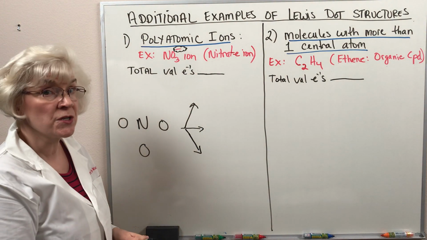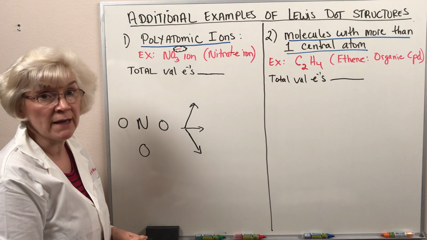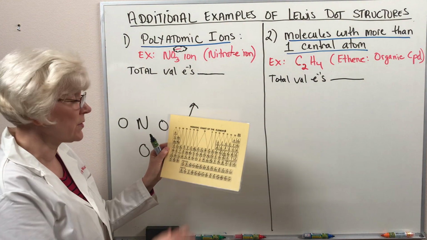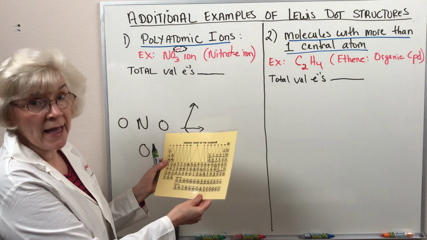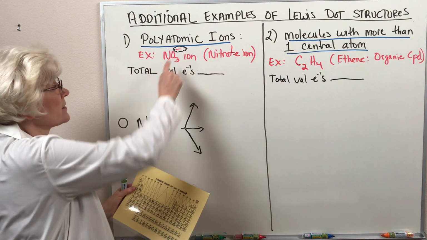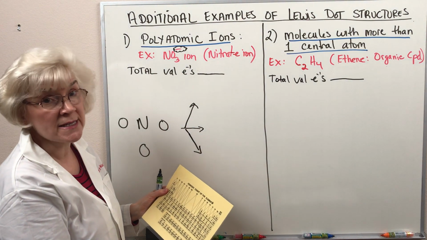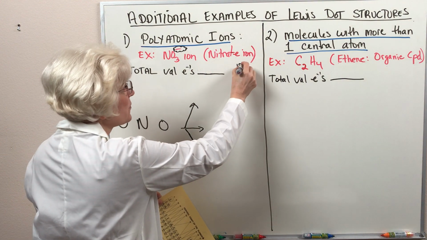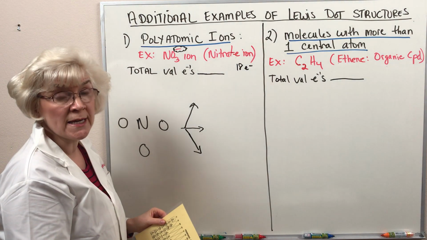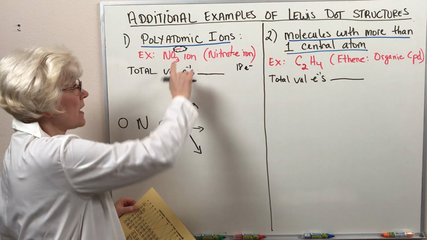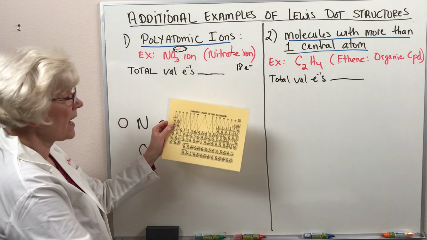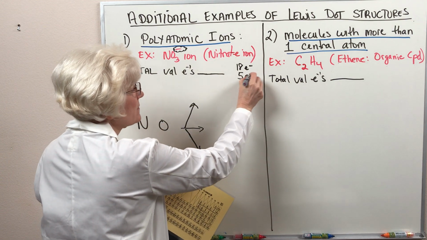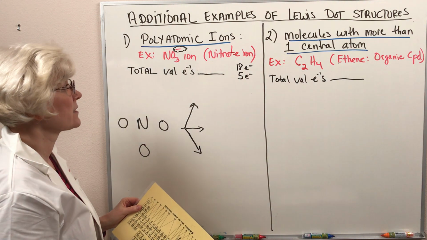Step 2, we need to determine the total number of valence electrons in this ion, and the periodic table is going to guide us through that. Oxygen is in family 6A. It has 6 valence electrons. There are 3 oxygen atoms present. 6 times 3, 18 valence electrons coming from the oxygen. Nitrogen is in family 5A. There is 1 nitrogen atom, so 5 valence electrons.